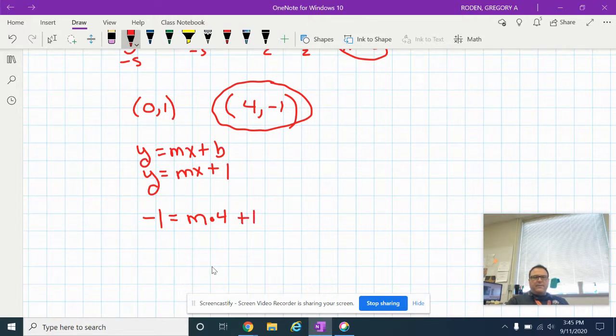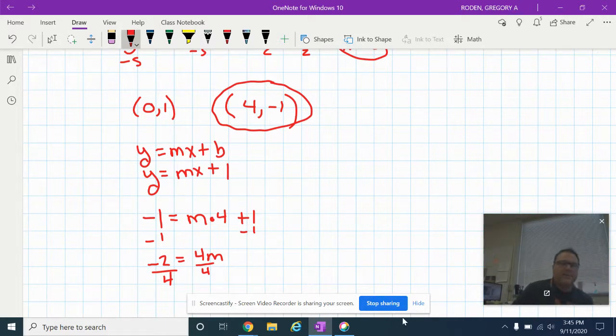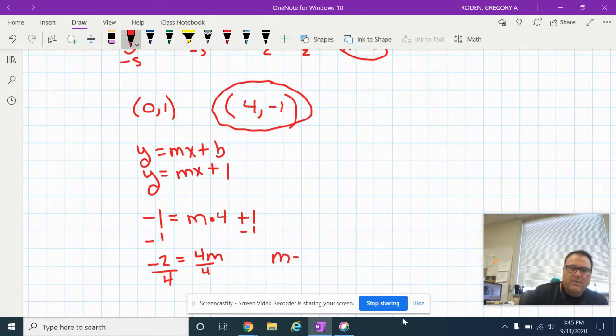All right, so let's see here. I'm going to subtract 1 from both sides. So what's -1 minus 1? That's not 0, is it? No, that's -2. So -2 equals 4m. I just switched the 4 and the m around. Divide both sides by 4. And now what do I get? That's m equals -1/2. Okay? So there's your slope.